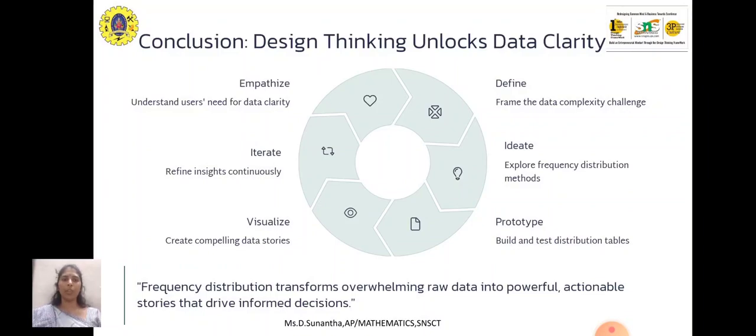So the frequency distribution transforms overwhelming raw data into powerful, actionable stories that drive the information clearly.